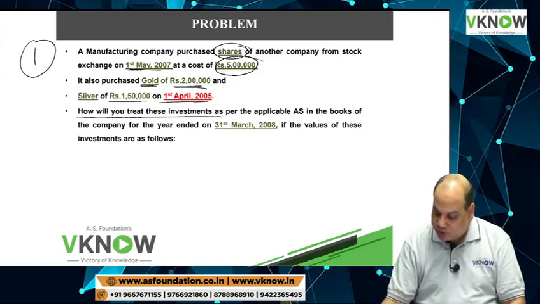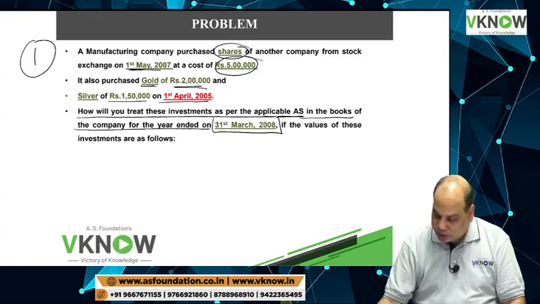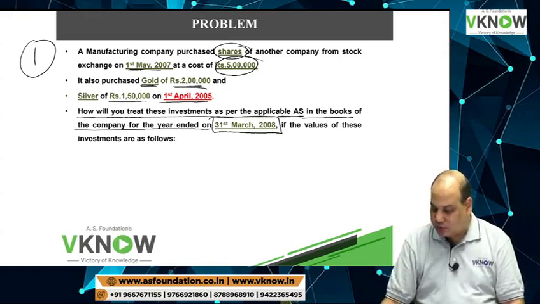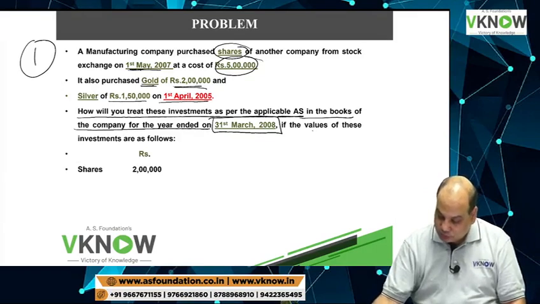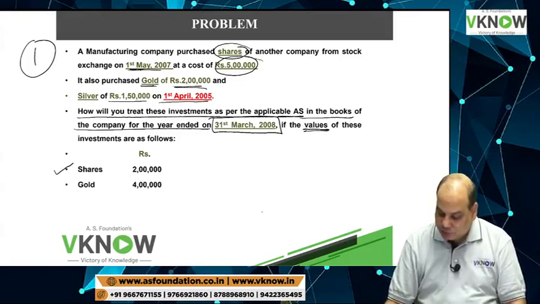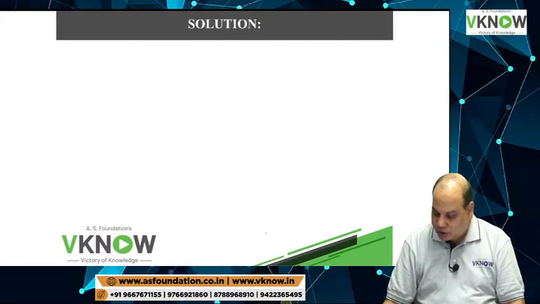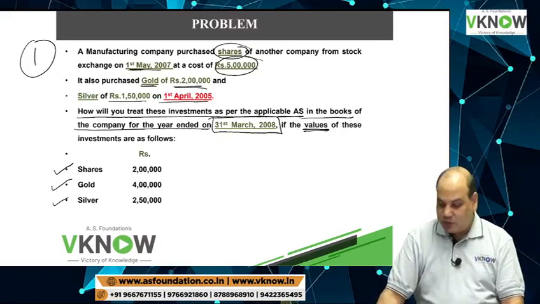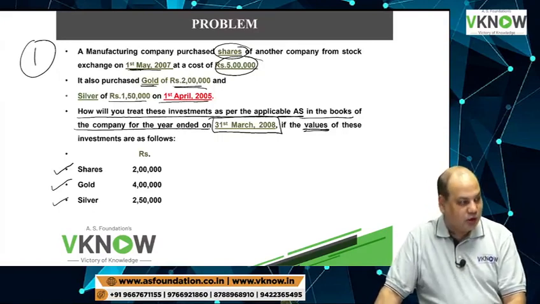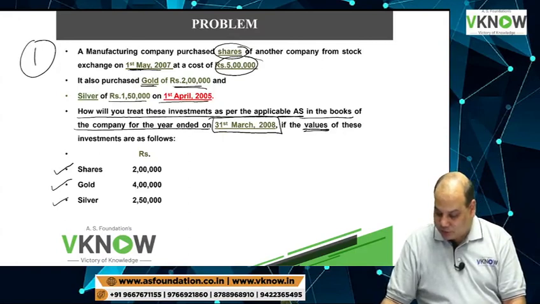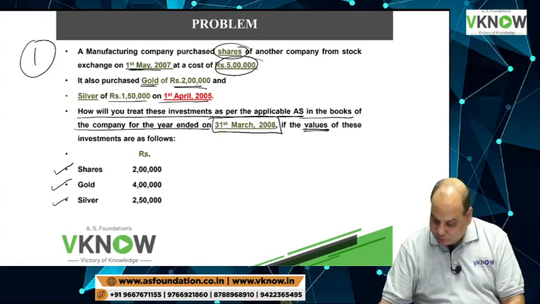How will you treat this investment as per applicable Ind AS in the books of the company for the year ended 31st March 2008 if the investments are as follows? The value of these investments are: share is 2 lakh, gold is 5 lakh, silver is 2 lakh 50,000. So how are you going to value this investment? So these are the fair value.